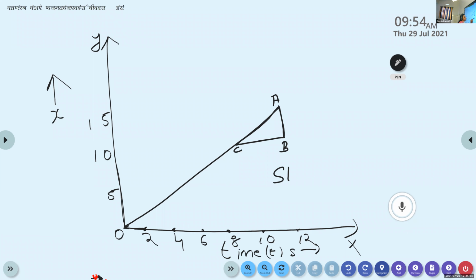And how can we calculate the slope? Slope is equal to the length of the y-axis divided by the length of the x-axis. This is how we calculate the slope. All this information you already studied in your lower classes. So here also we are going to find out the slope of this straight line graph.